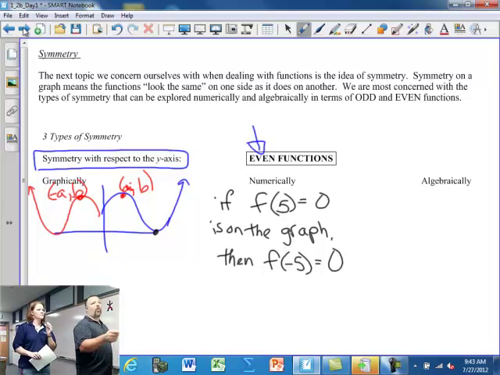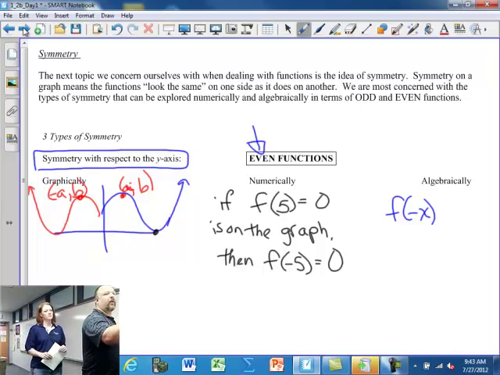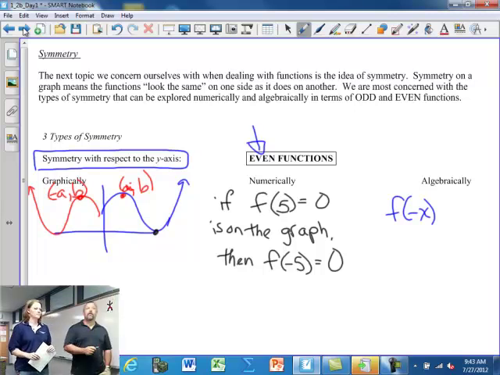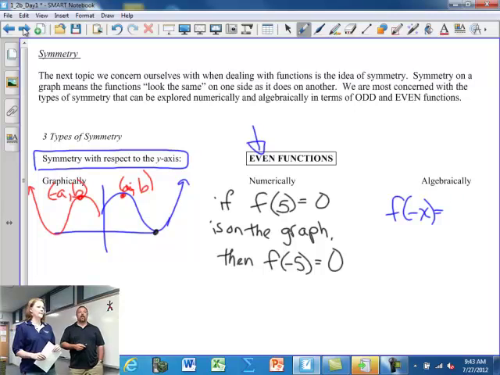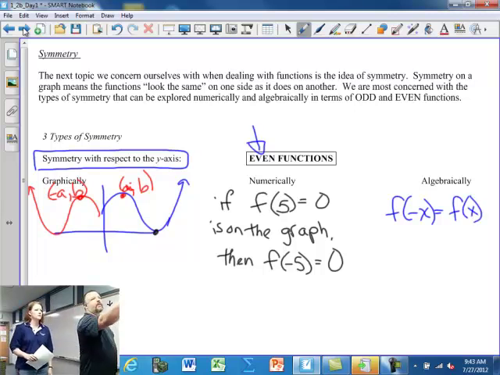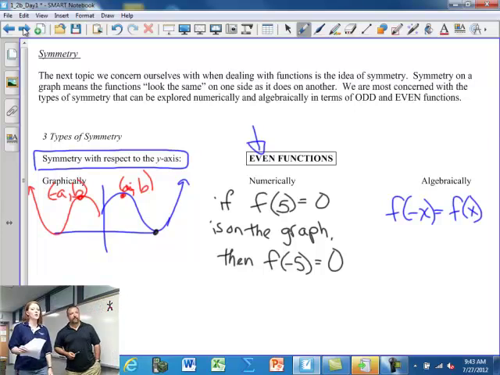So the algebra is the same idea, and it's especially important if you look back at this picture. What we're going to do when we get to algebraic ideas is plug in a negative x. So f of negative x is always going to equal the same y value as f of x. That's our algebraic definition. And you can see that in the numbers right there, because the zeros were also equal.